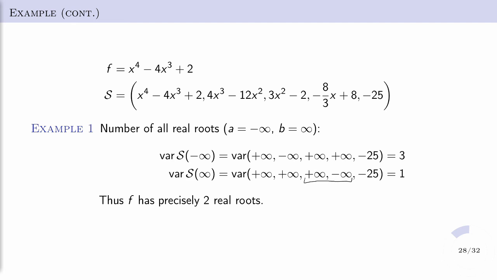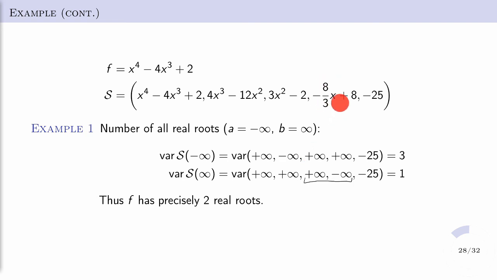On the other hand, if we evaluate this polynomial at minus infinity, then we have the even power here. So at minus infinity, this tends to plus infinity, so we have plus infinity. We have an odd exponent here, so this tends to minus infinity. We have an even exponent here, so this again tends to plus infinity.